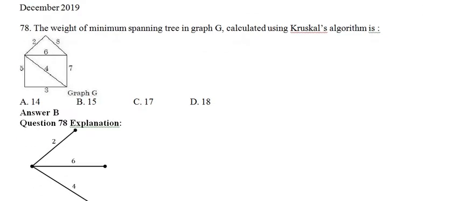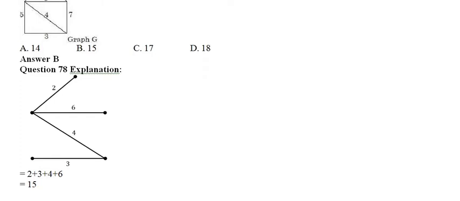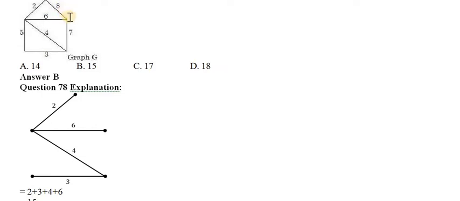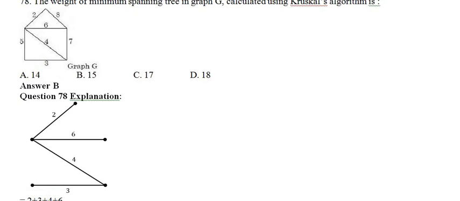Okay, so now we are going for a question. In December 2019 there was a very interesting question here. The weight of the minimum spanning tree in the graph G is calculated using Kruskal's algorithm. It's actually a very simple thing. They represented a graph with edge costs, and we want to visit from any node to all other nodes without a loop, in such a way that we visit all the nodes with minimum cost. That is the minimum cost spanning tree.